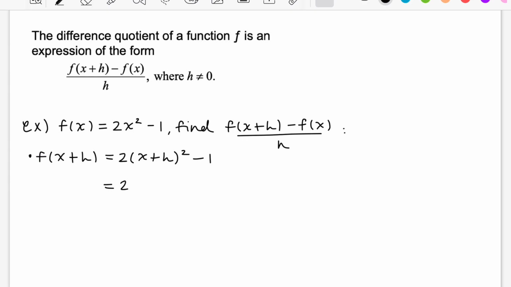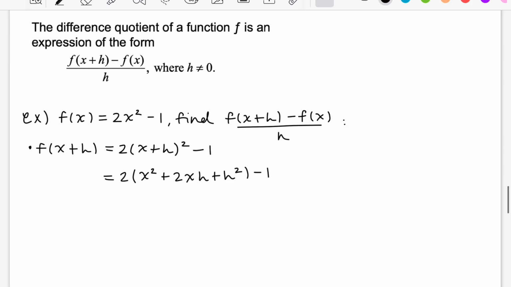Alright, x plus h squared, we're going to get x squared plus 2xh plus h squared minus 1. And then distributing this 2 to every term in our parentheses here, we'll get 2x squared plus 4xh plus 2h squared minus 1. Okay, so that's this term here, and now what we'll do is we'll plug this term into our f of x plus h, and then we'll plug our f of x into this here.